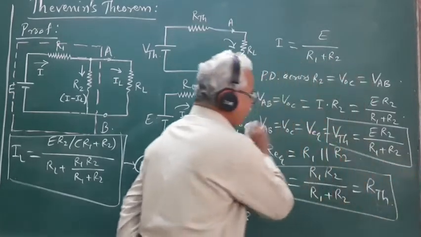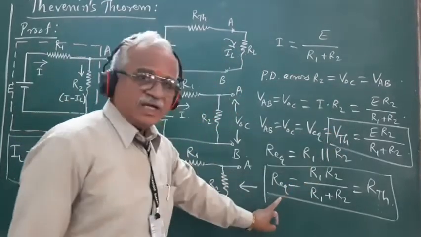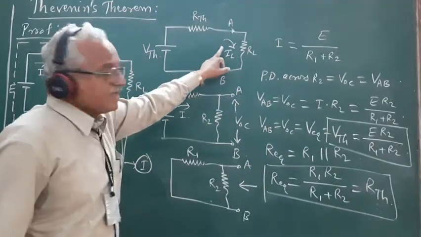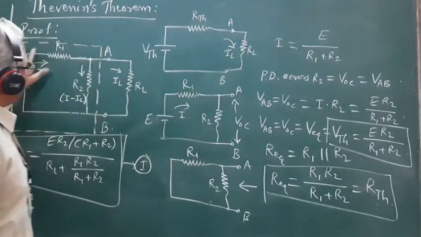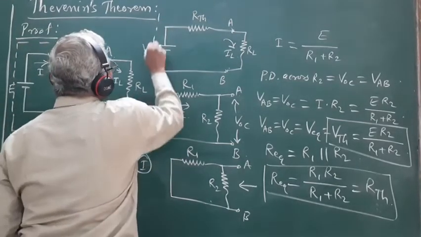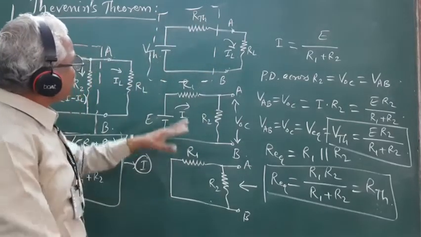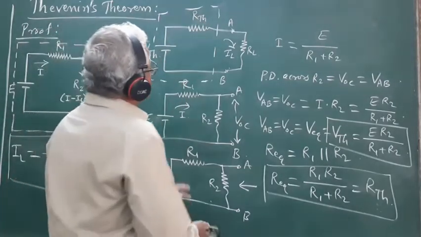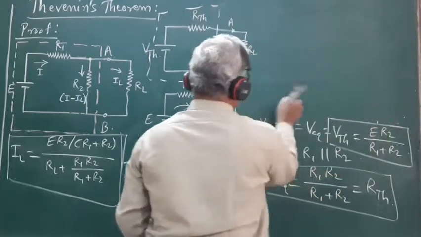This is the expression for VTH. And now, knowing the expressions for VTH and RTH or R equivalent, we can now find the current IL flowing through the load resistance when the given complicated network, to the left of the terminals P and Q, is replaced by this Thevenin equivalent circuit. This is the Thevenin equivalent circuit, which consists of the series combination of VTH and RTH. So, in this case, what will be the current flowing through this load resistance IL?